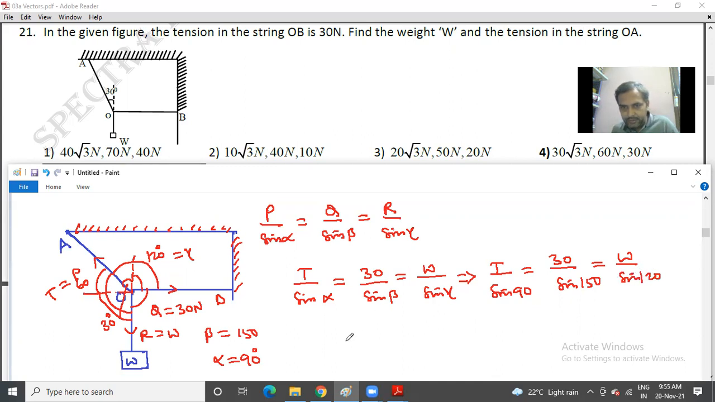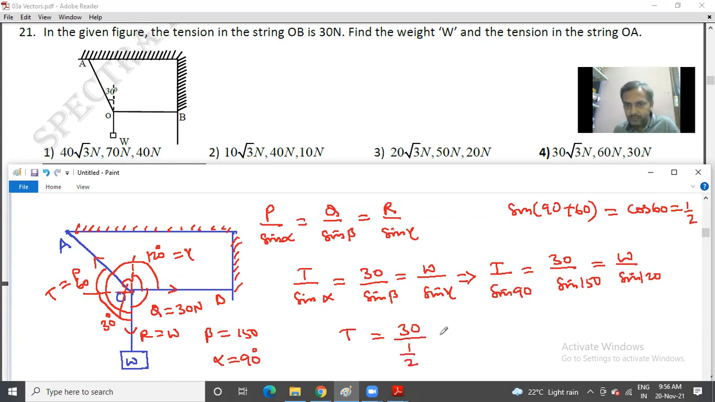On comparing, sin 90 is 1. So this is going to be 30. Let us compare like this. Sin 150 means you can write sin of 90 plus 60. So sin 90 cos 60 plus cos 90 sin 60. Cos 90 sin 60 does not exist. So sin of 90 plus 60 is cos 60. Cos 60 is 1 by 2. So here you will get 1 by 2.